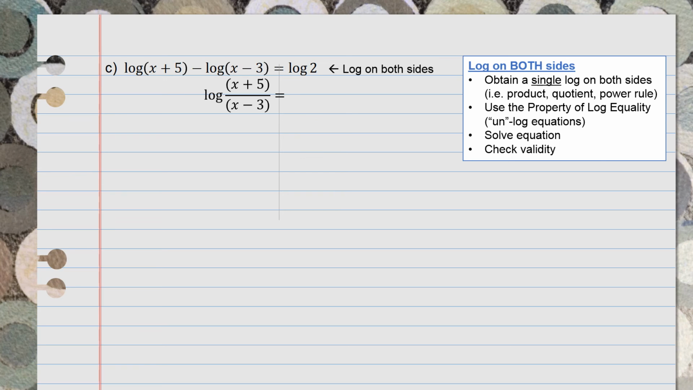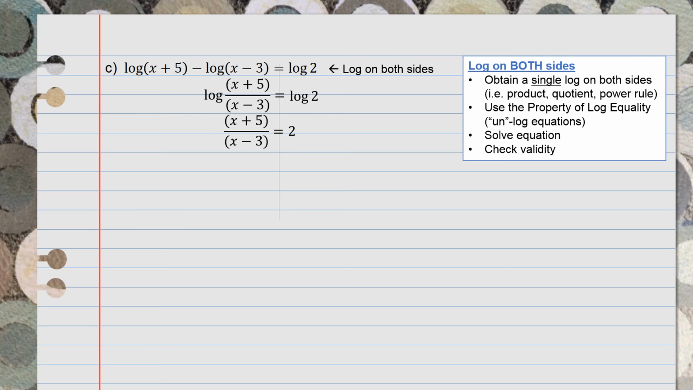So we have simplified the left side to be a single log. On the right side of the equation, do we have a single log? Yes, so that will remain log 2. Since I have log of a single value equals log of a single value, we're now ready for the next step, which is to use the property of log equality. In other words, we unlog both sides of the equation, leaving us with x plus 5 over x minus 3 equals 2. This is our new equation.